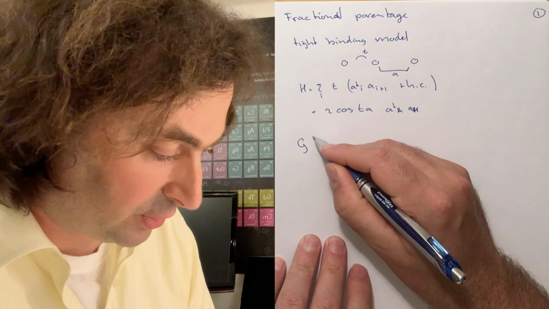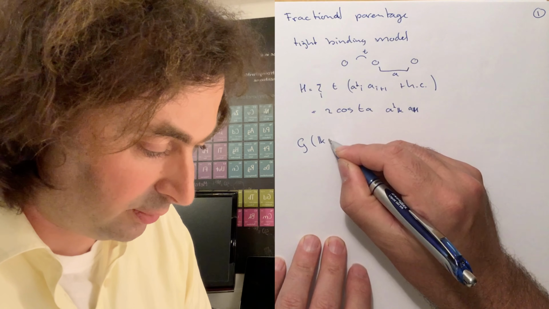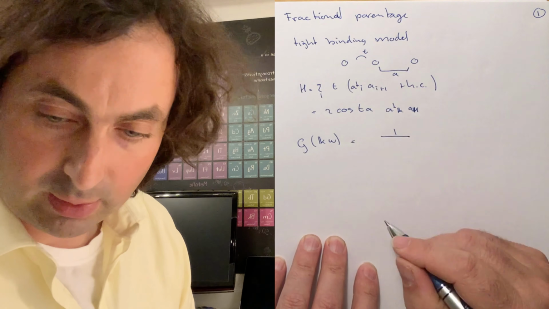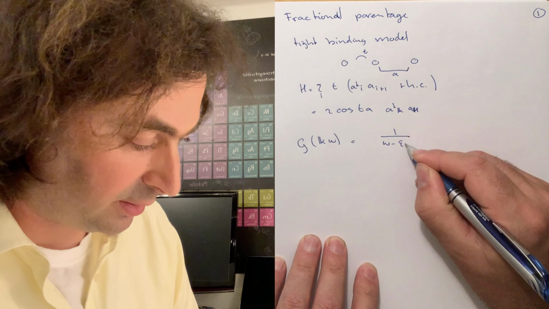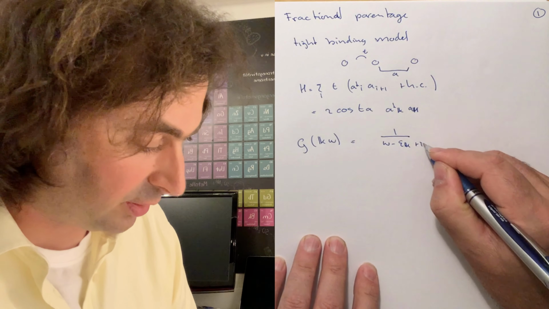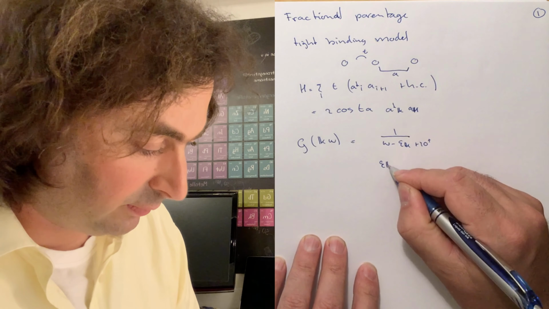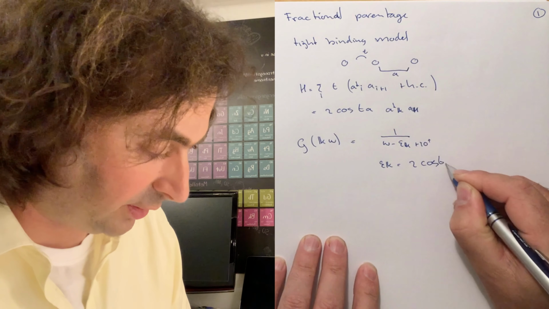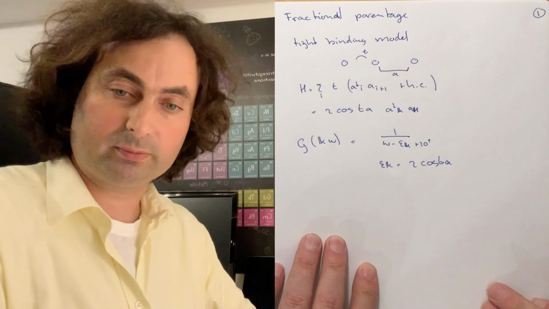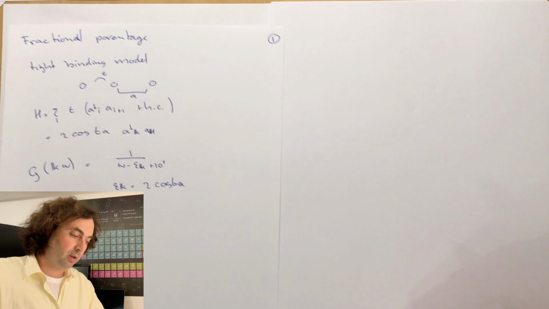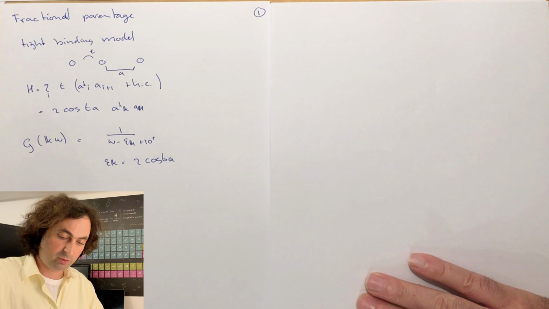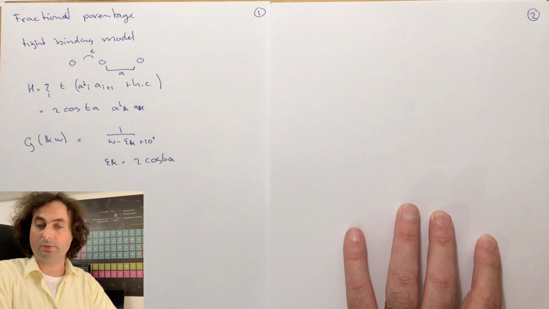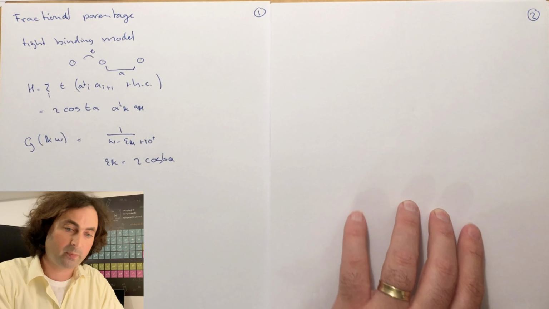We've also discussed the one-particle Green's function of such a lattice, and this is 1 over omega minus epsilon k plus i0+, where epsilon k is 2t cosine ka. Now we're going to add Coulomb interaction to our system and see how this energy momentum dispersion changes.